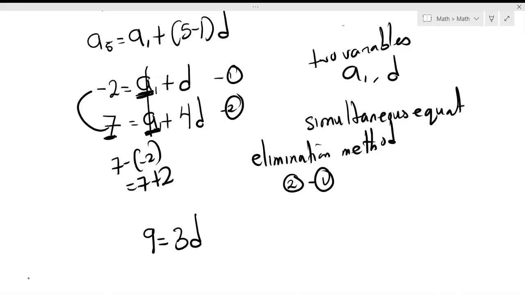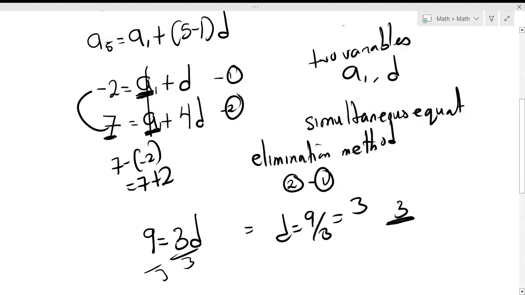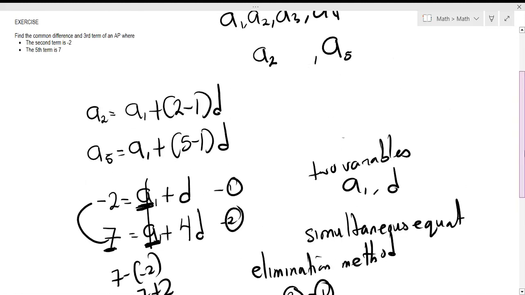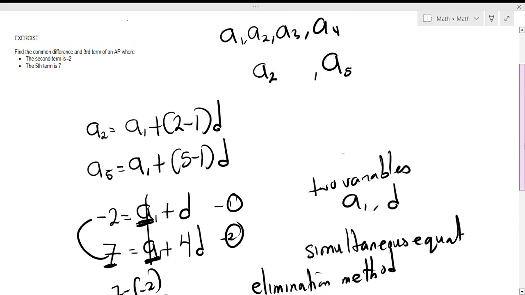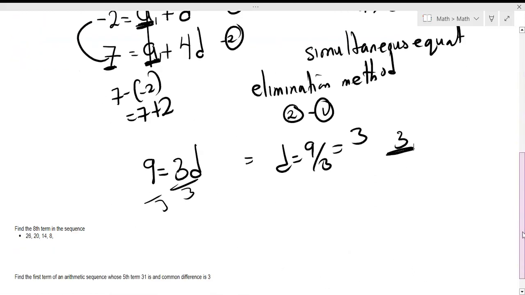So I'm left with 9 equals 3d, and I think most people already know what d is from here, but let's continue. Dividing both sides by 3, d equals 9 over 3, so d is 3. Our common difference is 3. You can see that sometimes in AP we can use simultaneous equations when the questions are not direct. Now, find the third term.